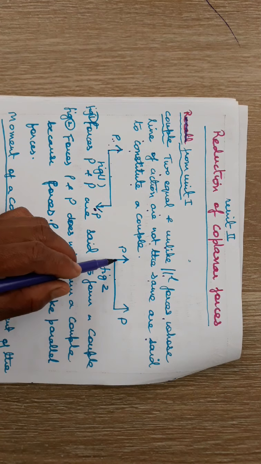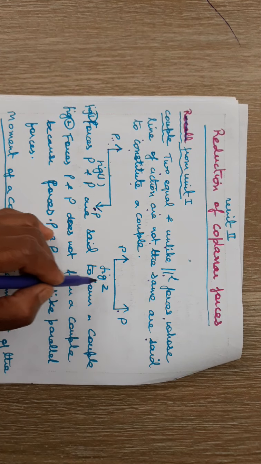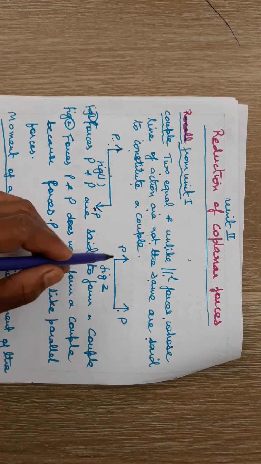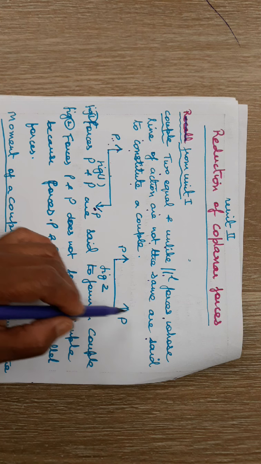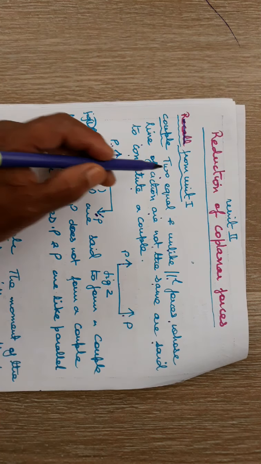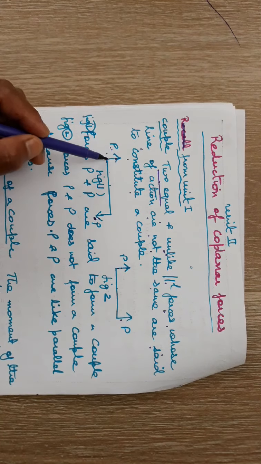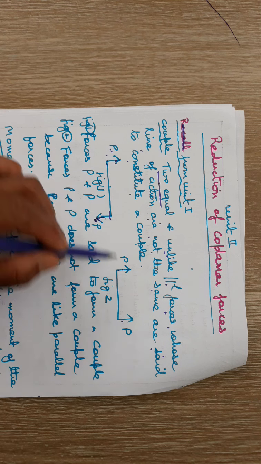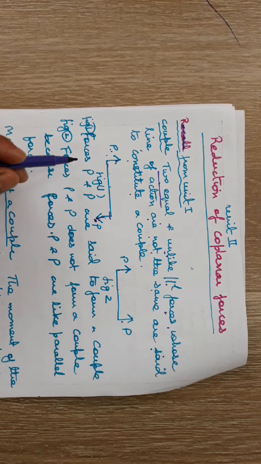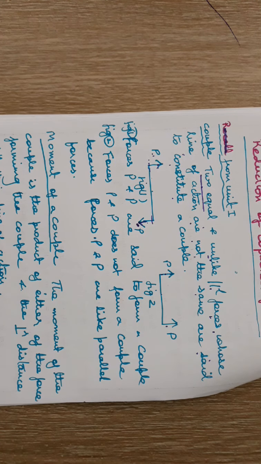Whereas in this case, forces P and P are parallel and equal, but they do not constitute or form a couple. Why? Because their line of action is in the same direction, that is, P and P are acting in the same direction. So this is the example of a couple: equal and unlike parallel forces whose lines of action are not the same. These two forces constitute a couple.